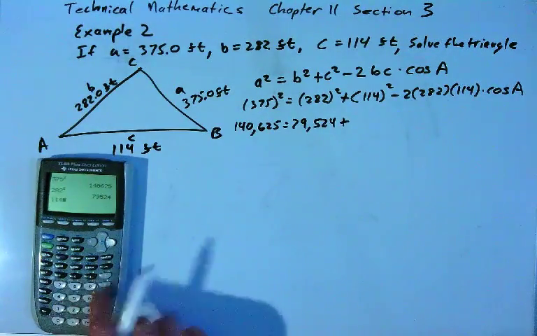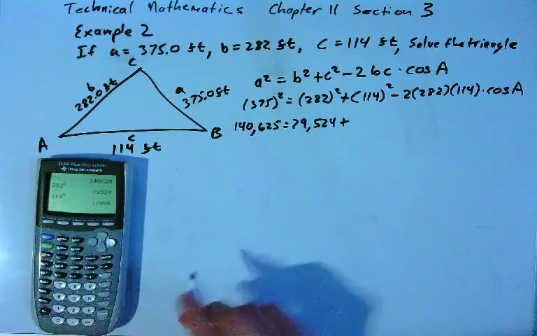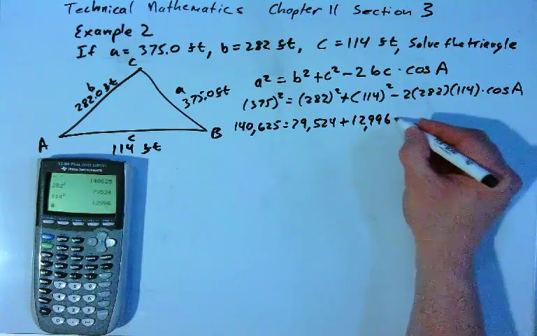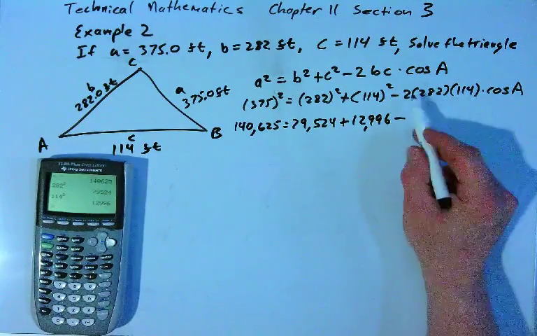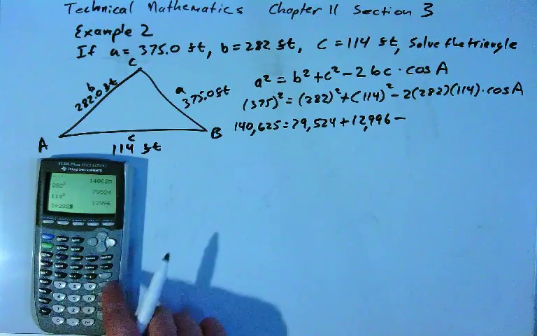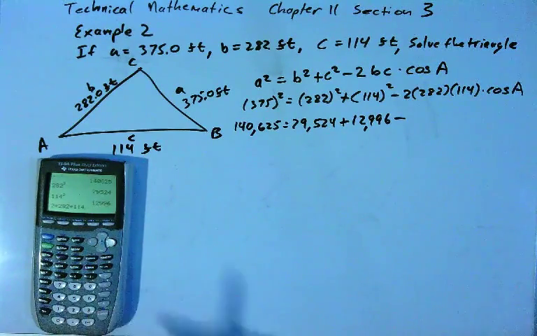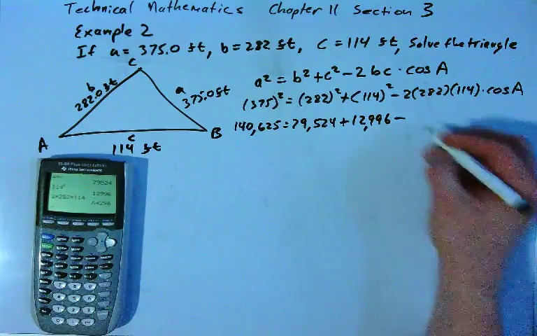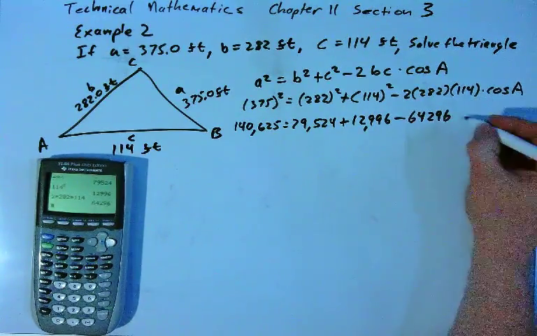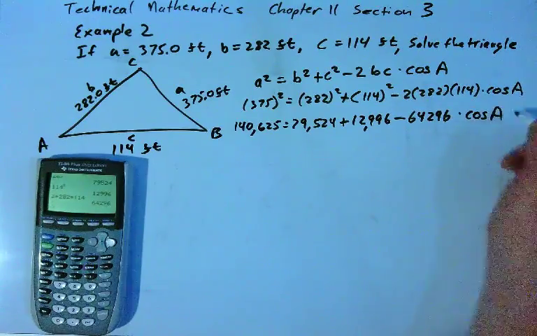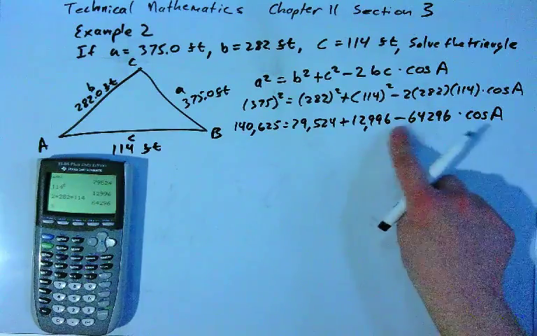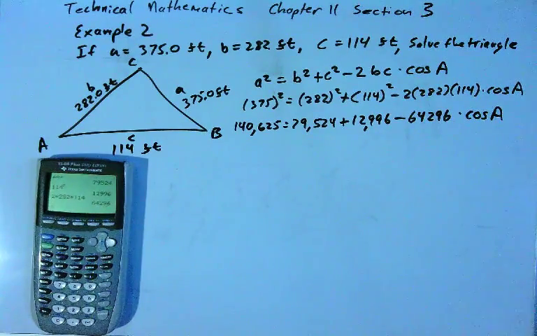Plus c squared, which is 114 squared, 12,996, minus, and I'll go ahead and multiply these out, 2 times 282 times 114, and you get 64,296, times the cosine of A. This time when I multiplied, the answer came out to be positive. There was no worry about having to subtract a negative here.